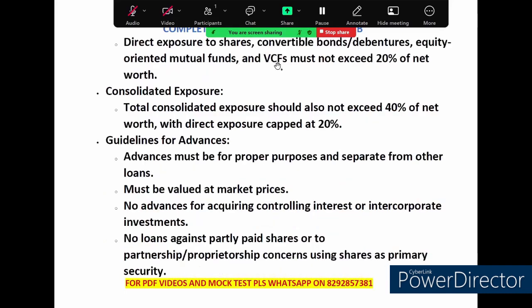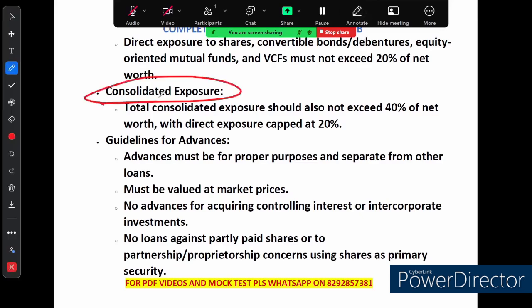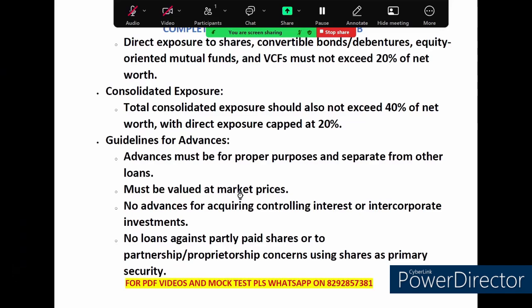Banks also need to manage their consolidated exposure, right? Banks should manage their consolidated exposure, meaning the total of their capital market related loans. These two must not exceed 40% of the net worth, with direct exposure capped at 20%. For advances, the bank has to ensure loans are for legitimate purpose only and are valued at market price. No loans are given for acquiring a controlling interest in a company. Banks can't give loans against partly paid share or to a partnership firm where the shares are used as a primary security. So these are the important things to keep in mind. Already I have told you about consolidated exposure, we have discussed it in the previous slide.